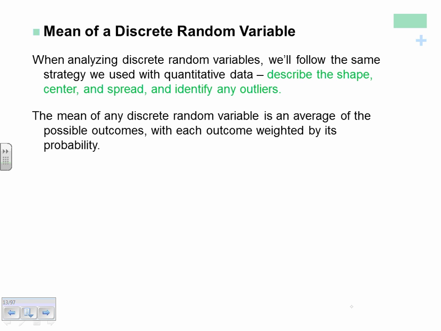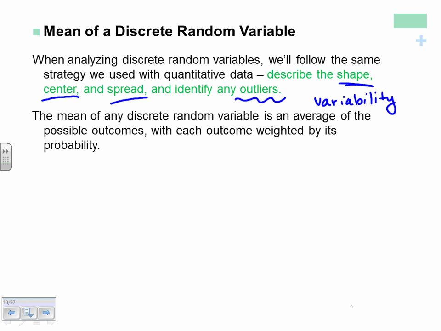So let's do some more stats. Here we left off on this slide, the mean of a discrete random variable. When analyzing discrete random variables, we'll follow the same strategy we used with quantitative data. We're going to describe the shape, the center, the spread, any outliers, and remember, always talk about the variability going on. Is it less variable? Is it really spread out, more variable? That's always a good thing to do too.